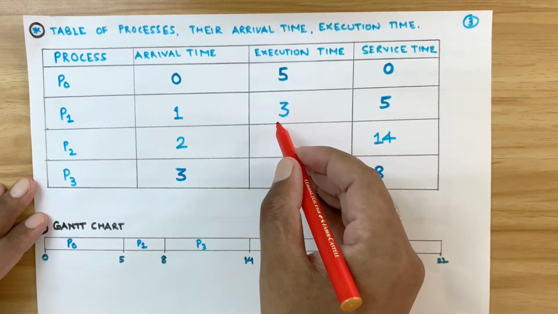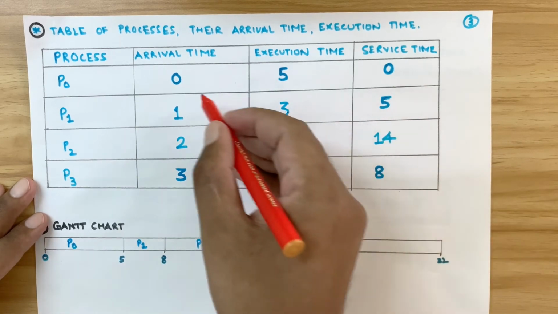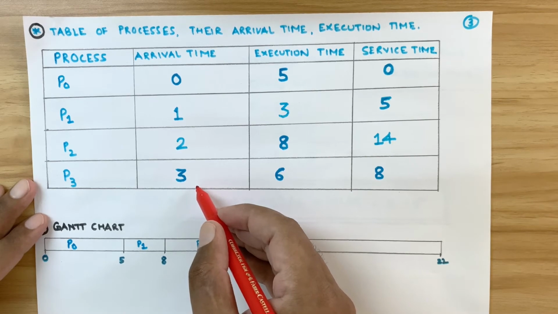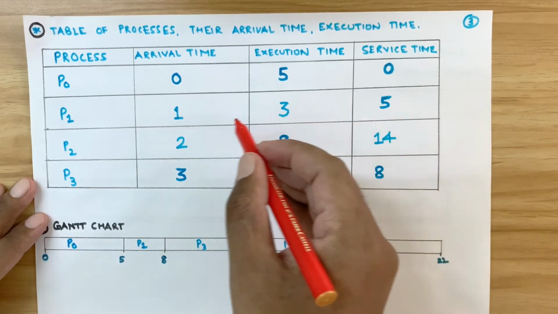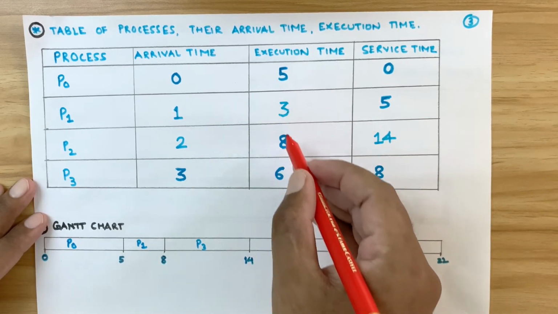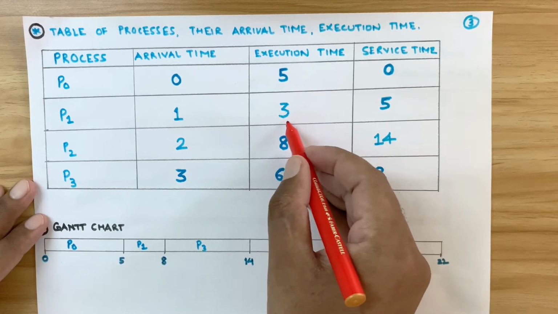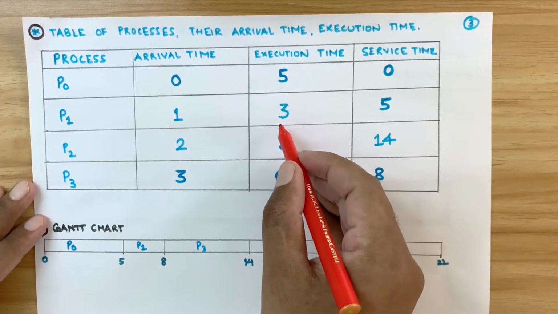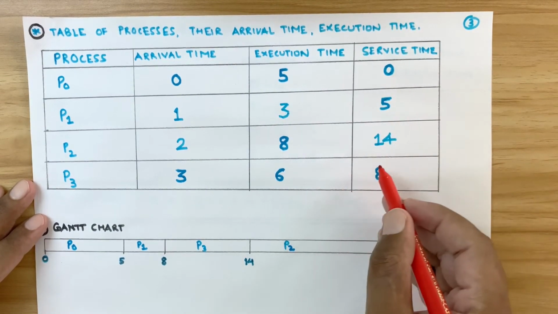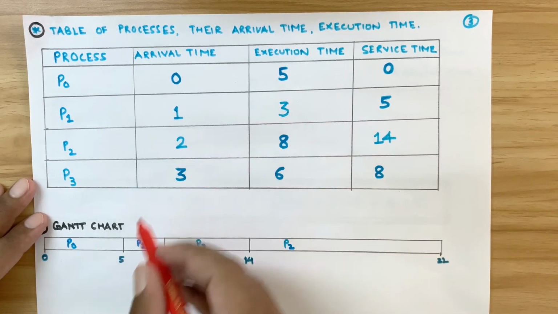Right? Then the second process will come, that is at 1st second. Now since 5 seconds have passed, all the 4 processes have arrived in the job queue. But we will execute the one which has the lowest execution time. Now this has the execution time of 3 seconds, this has 8 seconds, this has 6 seconds. So we will execute this one which has the shortest execution time. That is, we will execute this at 5th second. It will execute for 3 seconds, right?